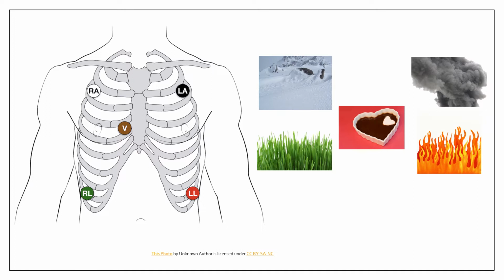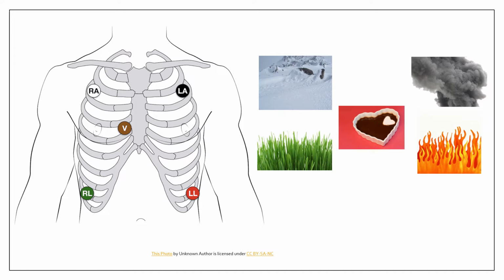Starting with the right arm, the white lead that says RA is placed on the right upper chest just below the clavicle, and it acts as one of the negative poles for several limb leads. It's important for creating lead 1 and lead 2 views. If the right arm lead is misplaced, our P waves and our QRS size can be distorted.